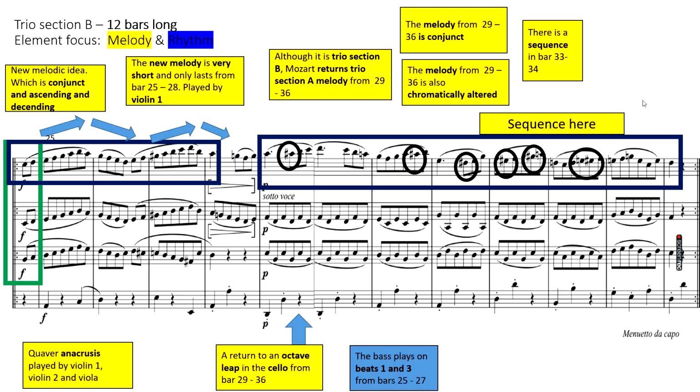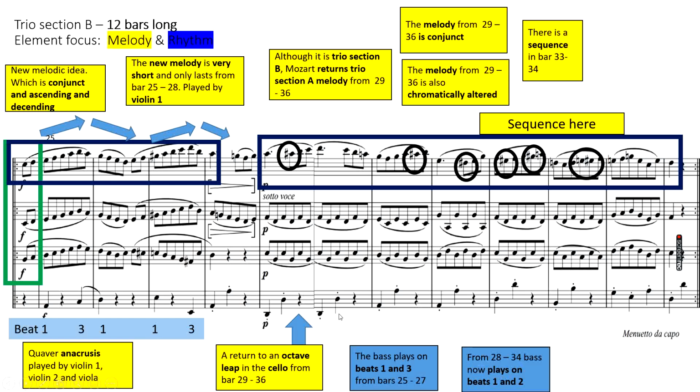In terms of the rhythm, what's really interesting at the start of trio section B is the bass plays on beats 1 and 3 from bars 25 to 27. We can see that there. So beat 1, followed by beat 3, beat 1, then beat 1 and beat 3. It's a bit irregular. However, when you get to bars 28 to bar 34, the bass now plays on beats 1 and 2, which is a bit more regular, a bit more balance. 1, 2, 1, 2. So again, big differences. Although this is trio section B, there are 2 big differences in this section.